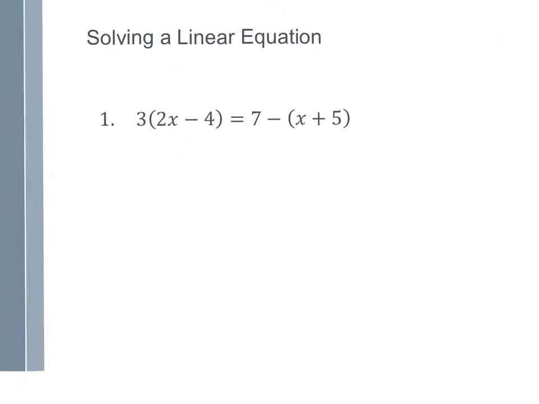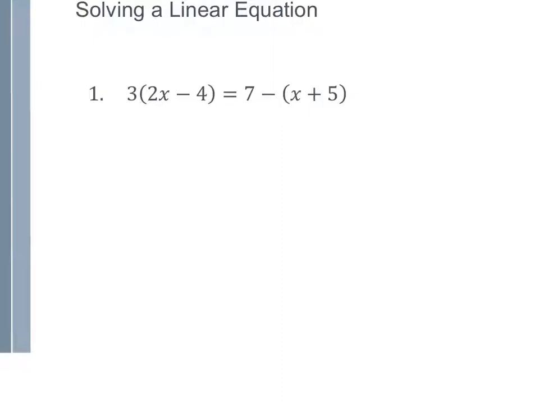So what we're going to do first is we're going to distribute. Now, I'm going to distribute the 3 on the left side. So I would get 6x minus 12. Now be careful right here because I need to distribute the subtraction sign, or you could also think of this as a -1 here that you're distributing. Either way, but I'm going to distribute it. So I get 7 minus x minus 5.